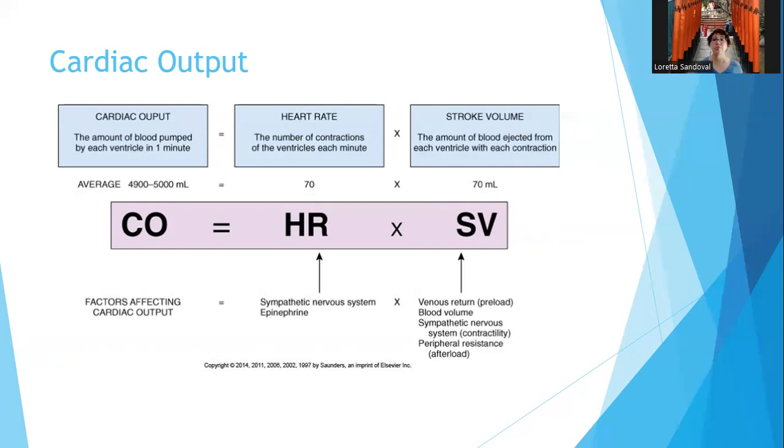The stroke volume is determined by venous return, the preload, the blood volume, the sympathetic nervous system, the contractility of the heart, and the peripheral resistance, which is the afterload. So all of those can affect cardiac output.